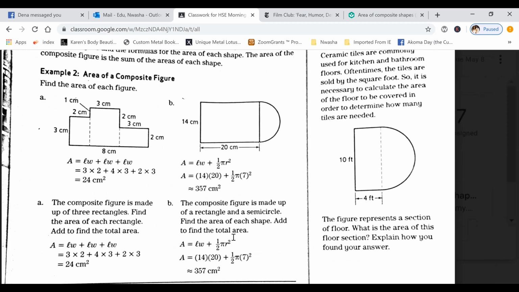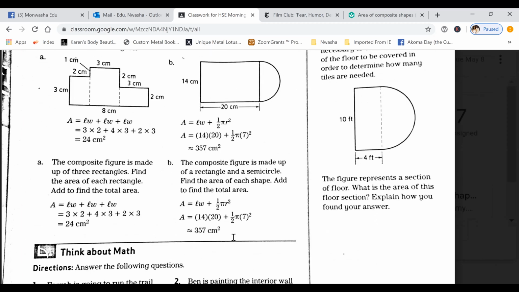So you're making that decision again of what are the shapes that you're looking at, and then how are you going to solve them? So what formula, first of all, what shape is it?